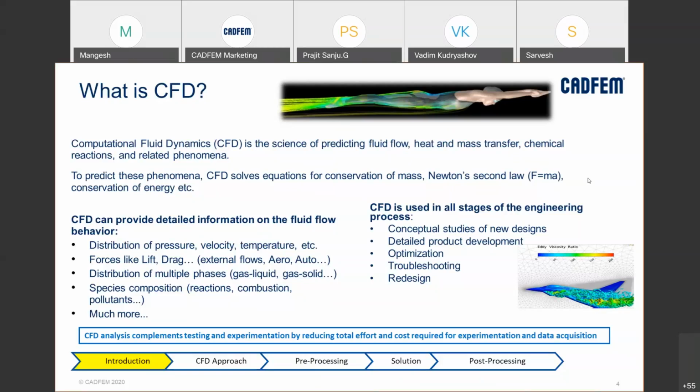Beyond that, the detailed analysis or improving the product. So in the coming slides, we will be discussing the optimization part, which again would be very complicated to do on an actual patient. Troubleshooting, if in case some implant is having some issue, then troubleshooting that or redesigning. So these are some of the stages where we can utilize this CFD tool very effectively.